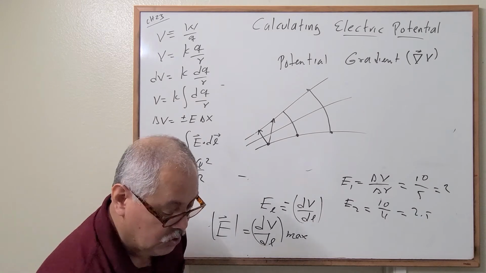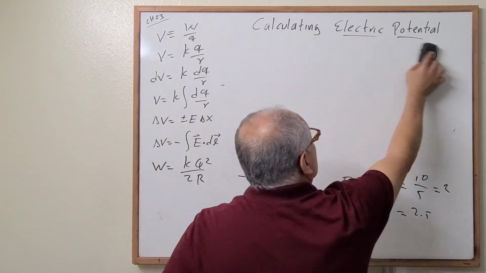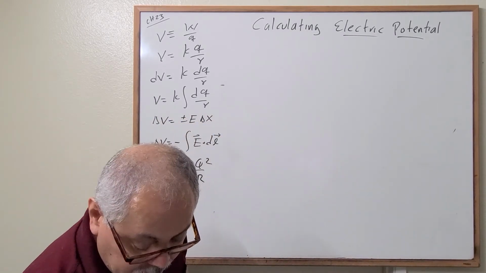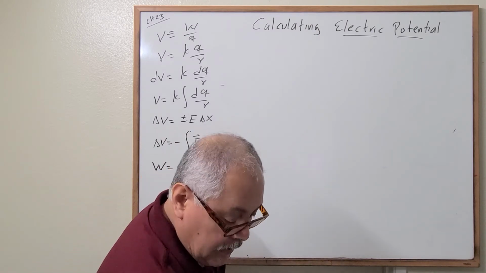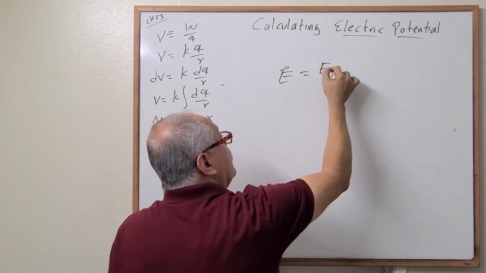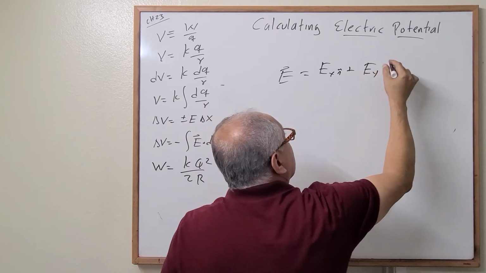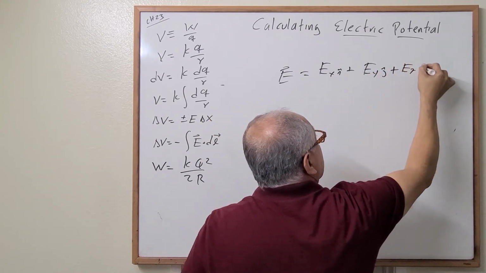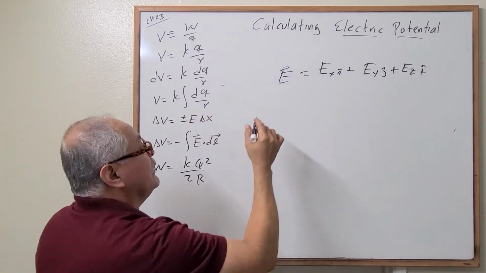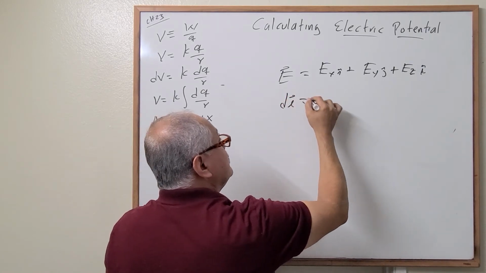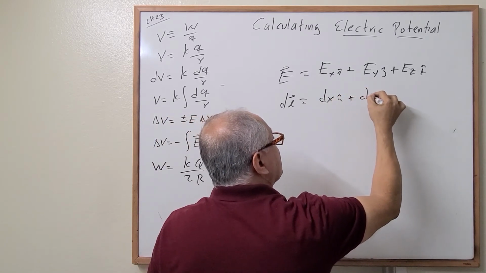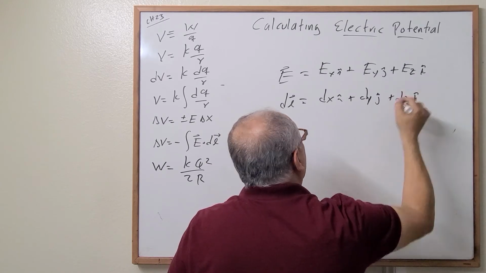Now let's go back to the potential gradient. Imagine that we're dealing with vectors. This is the electric field, equal to its components: Ex i hat plus Ey j hat plus Ez k hat. Also, because we're dealing with this product, this element is equal to dx i hat plus dy j hat plus dz k hat.